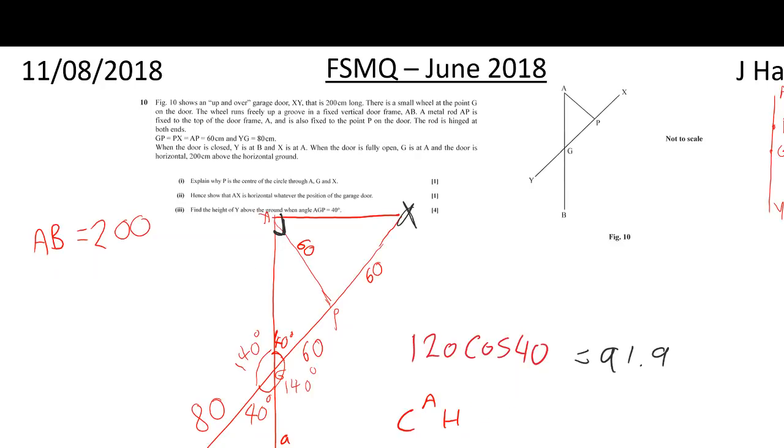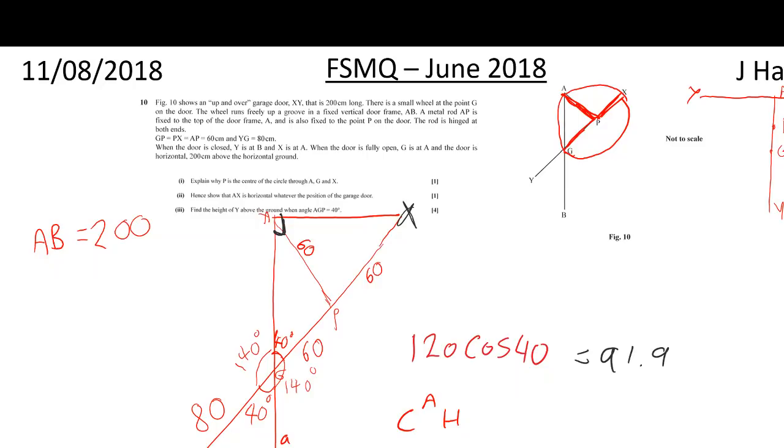Question 10. Now this is where it gets messy. It's a very difficult question, I would say. Explaining why P is the centre of the circle. Well, we know from the question that GP is equal to PX, which is equal to AP. So they're all the same. And if we have AX and G being a diameter, A is a radius, and P is the centre point of that. So that is always going to be the centre of this circle. AX is always horizontal. I've tried to demonstrate that with this diagram on the right hand side. X is at A and Y is at B when the door is closed, and when it's open, of course, X is going to be over here, Y is going to be over here. So AX is always horizontal. I don't know how to explain that mathematically.